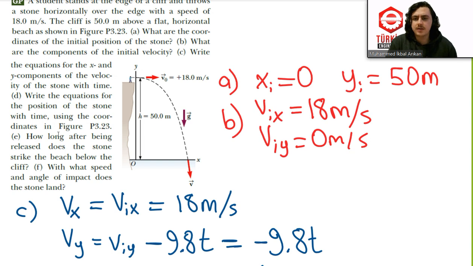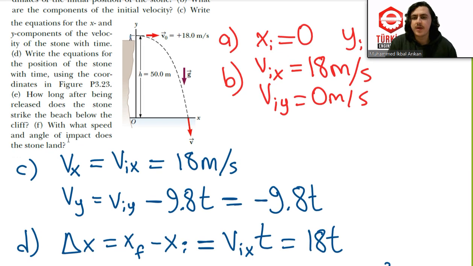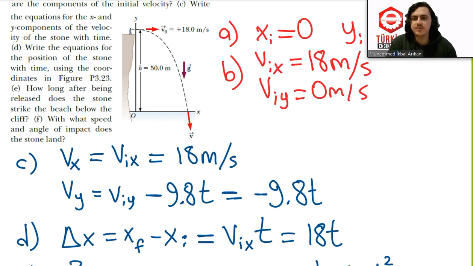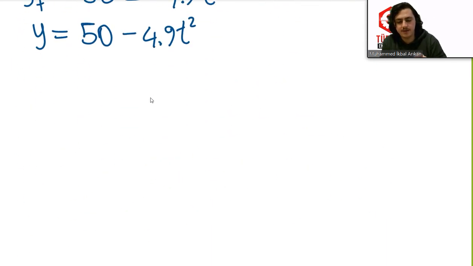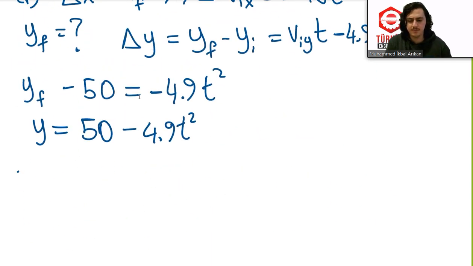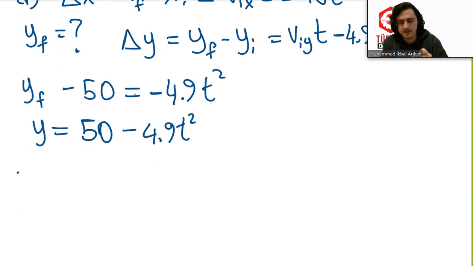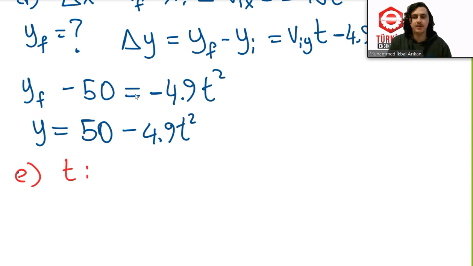What about part E? How long after being released does the stone strike the beach below the cliff? So it's asking for t when it just hits the ground. So how can I know t? It's part E, right? Part E or D? Part E. Let's put part E. How can I know time from what I know? How can I get the time?